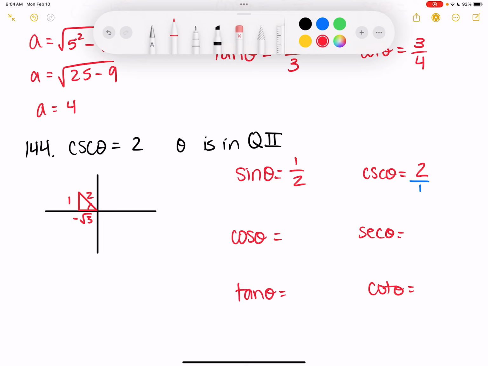So adjacent over hypotenuse. Negative 3 root. How would you say that? I usually just say negative root 3. Negative root 3 over 2. Yep.